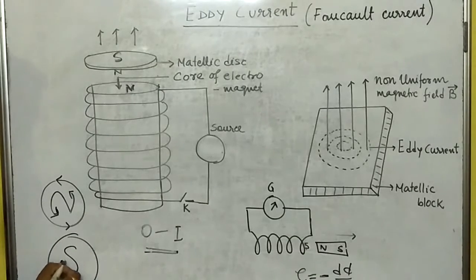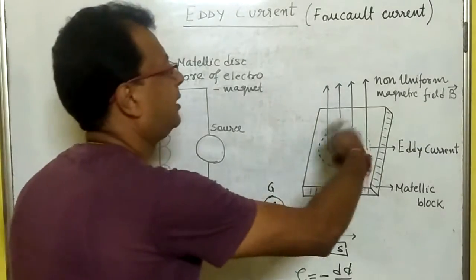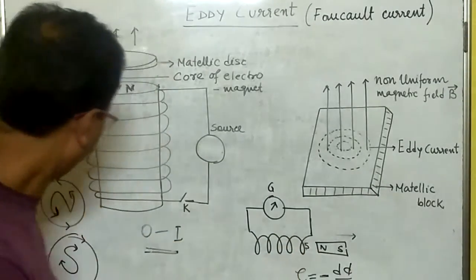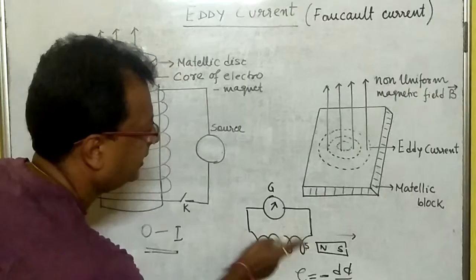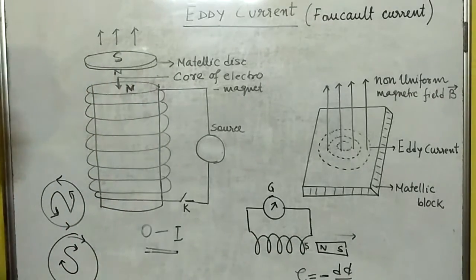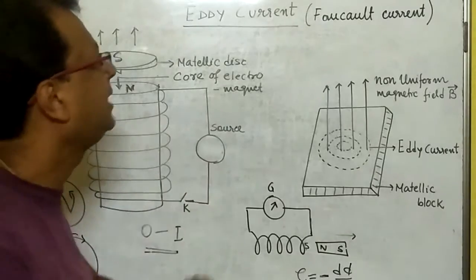This is the south pole. The south pole will be created when the current moves in the clockwise direction. Now I hope you understand in which direction the current will flow. So if it is the south pole, then the face of the coil, the current will move in the clockwise direction. So this is all about eddy current.